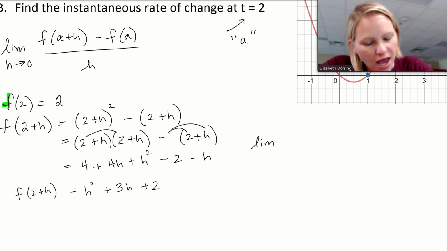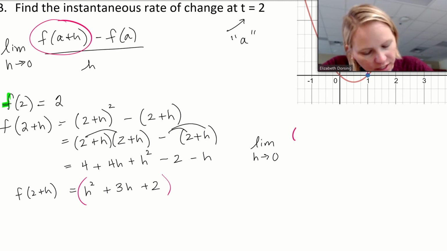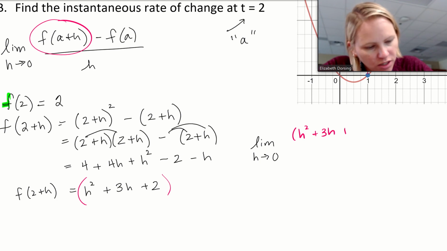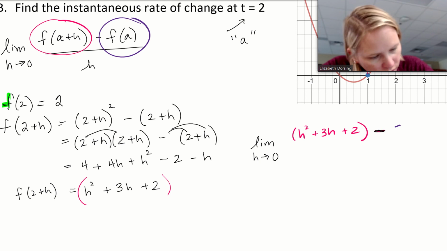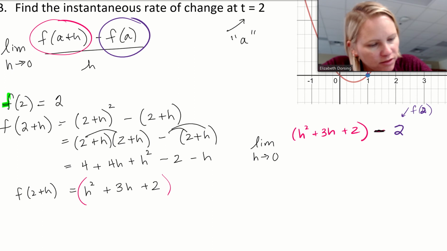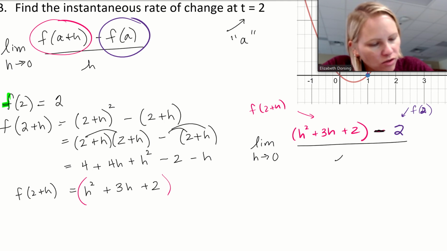So now I'm going to come over here, and I have to include my limit as h approaches 0. Now I'm going to put everything in. So f of 2 plus h is the first part of the numerator. So I'm going to say h squared plus 3h plus 2. Now it says minus. Now I'm going to do f of a. Well, f of a was 2. So this is my f of a, or my f of 2. This is my f of 2 plus h. And it all goes over h.